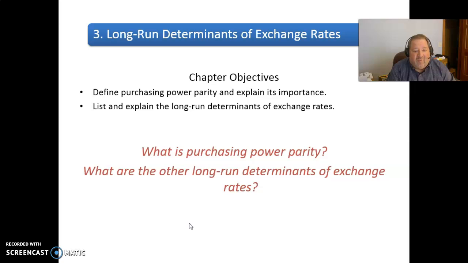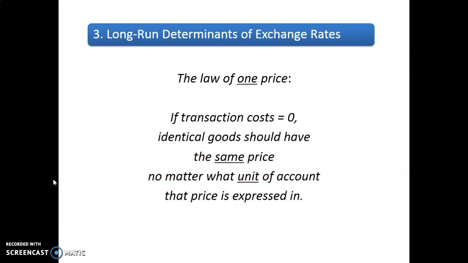Section 3 of Chapter 18, we are going to look at purchasing power parity and long-run determinants of exchange rates. If you're following along in your class notes, you should be at the top of page 4. The underlying principle of purchasing power parity is the law of one price, and the law of one price states that if transaction costs are zero, identical goods should have the same price no matter what unit of account that price is expressed in.